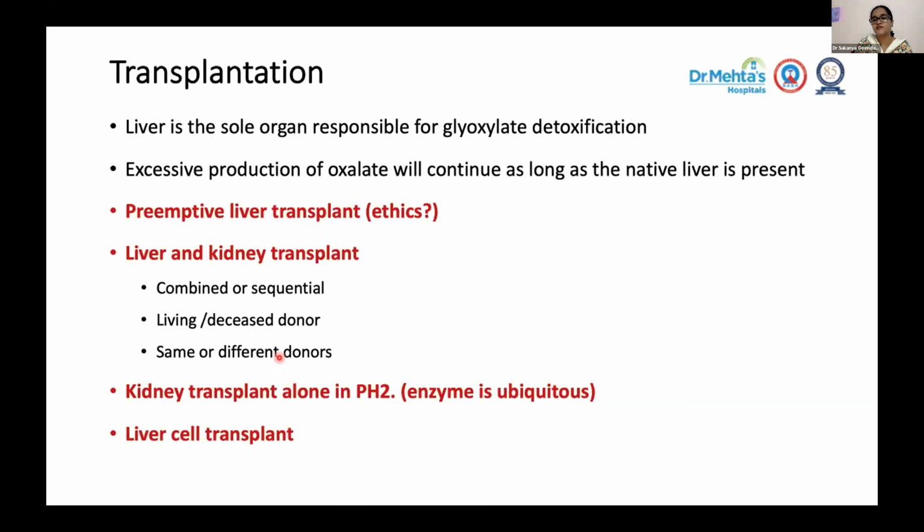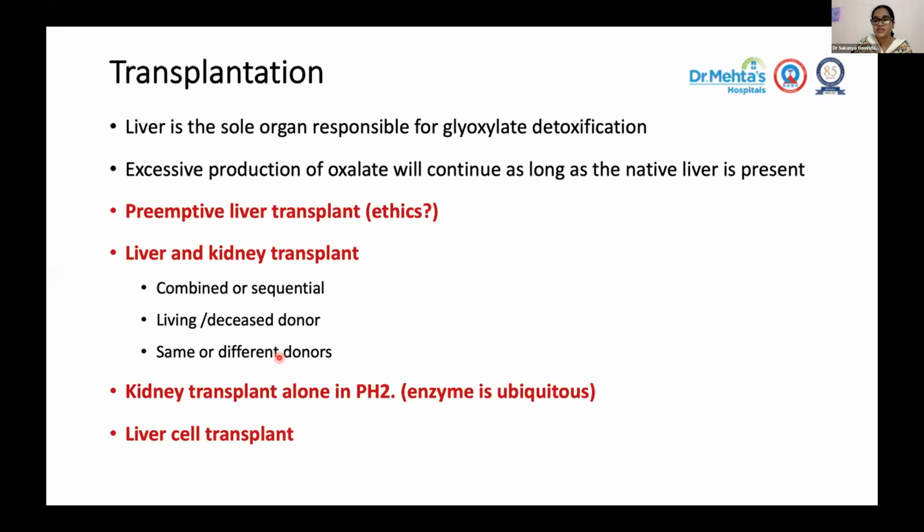The donor could be either a living or a deceased donor, and you can also have the same donor, the liver and kidney from the same deceased donor, or from a living donor, or from different donors. So various strategies are being used. The numbers are very small to discuss what's the benefit of one over the other. Kidney transplant alone can be tried in primary hyperoxaluria.